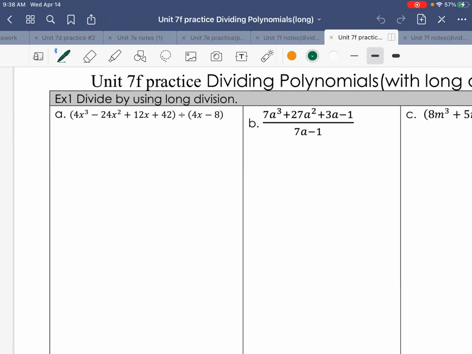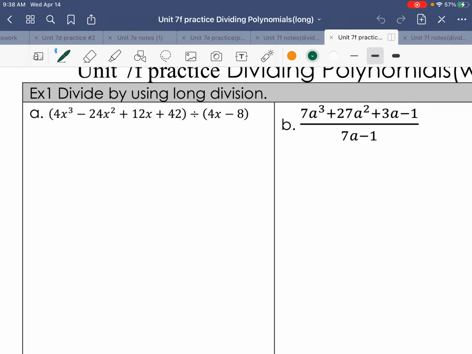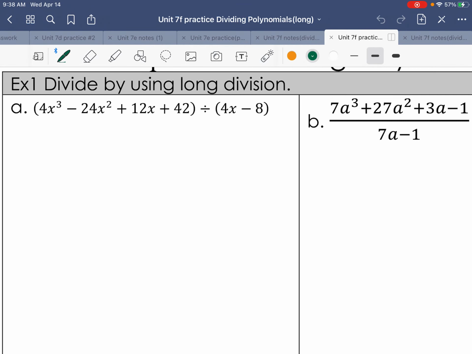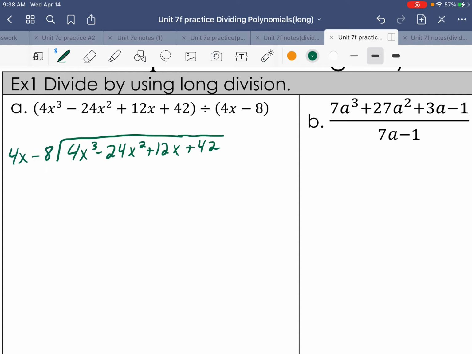All right, let's work on this practice. So first practice problem, we're going to set it up. Look at your exponents, 3, 2, 1, 0. So that works out. Exponents are going down, so we didn't skip any, did not miss any terms. Set this up. 4x to the third minus 24x squared plus 12x plus 42, and then 4x minus 8 on the outside.